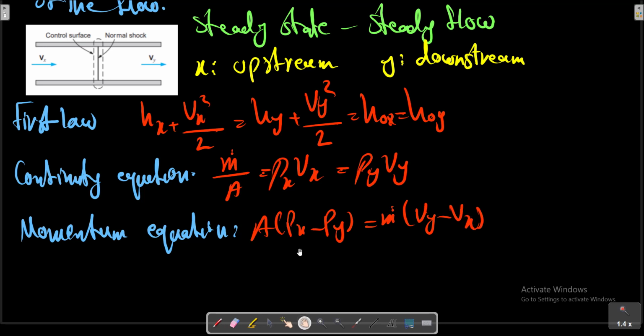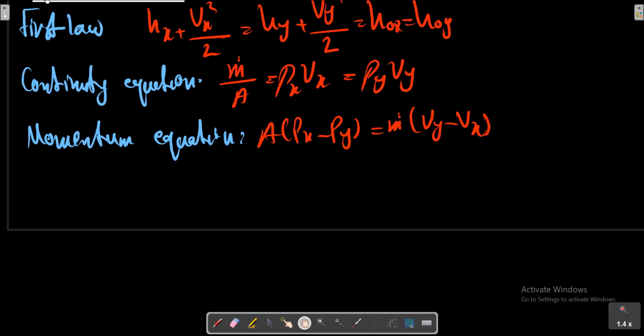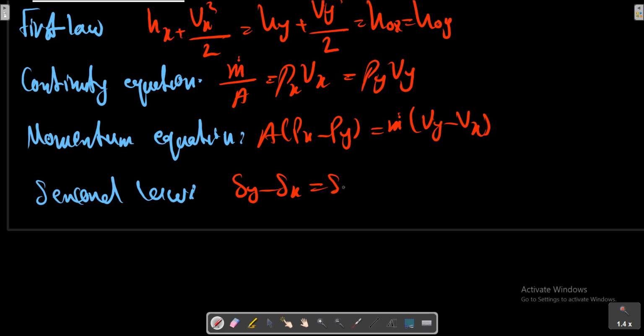Second law: we say that the entropy generation is greater than or equal to zero, and equal to zero only for the isentropic process.